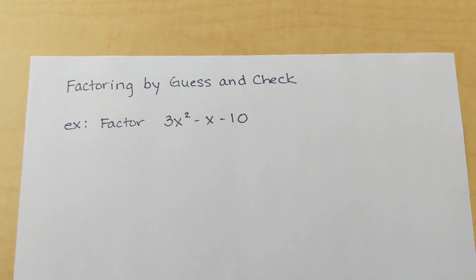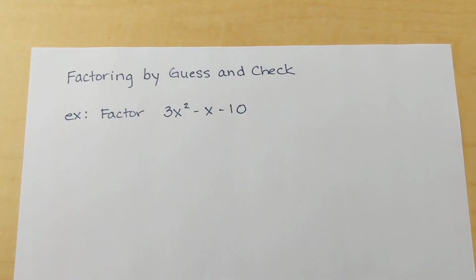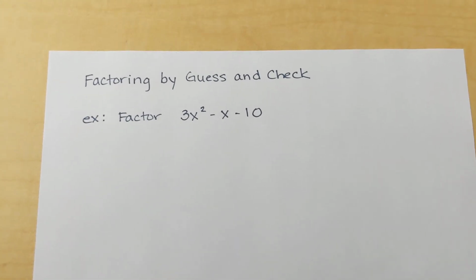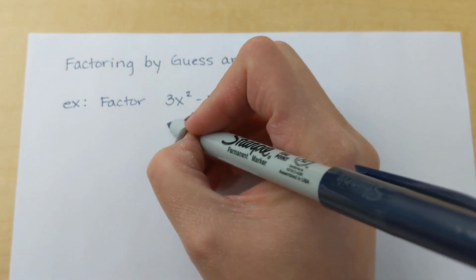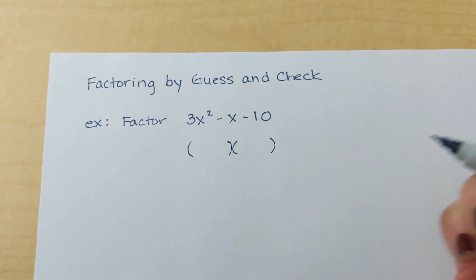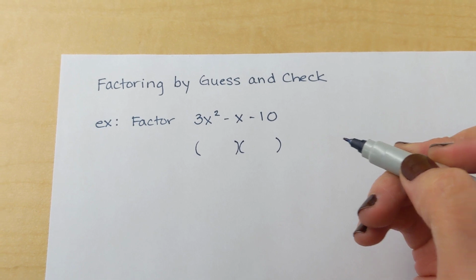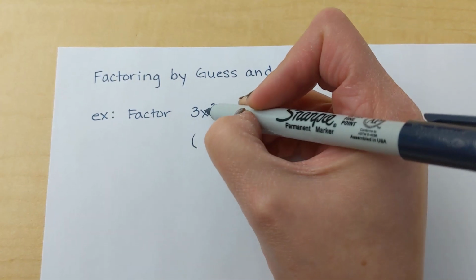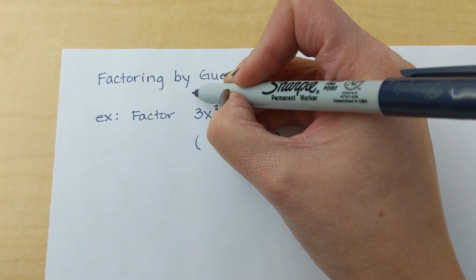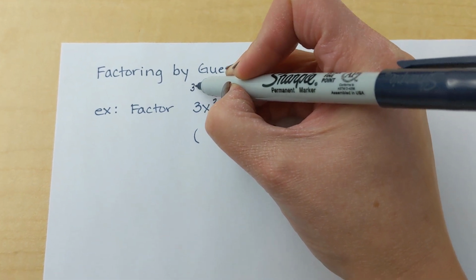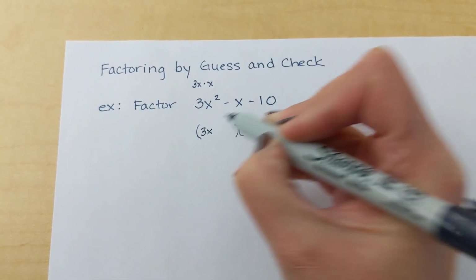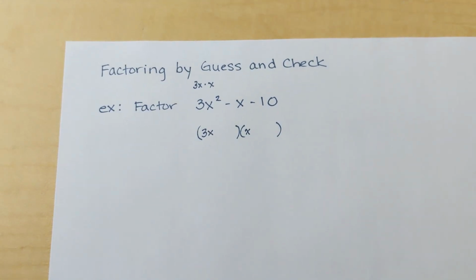Here is a video on how to show your work by solving by guess and check while listing all the possibilities. The first thing you will do is write two empty sets of parentheses. From here, you want to first look at what the possible factors of the ax squared term are. So we would say I could get 3x squared by doing 3x times x, and we will write those in the front of each of the factors.